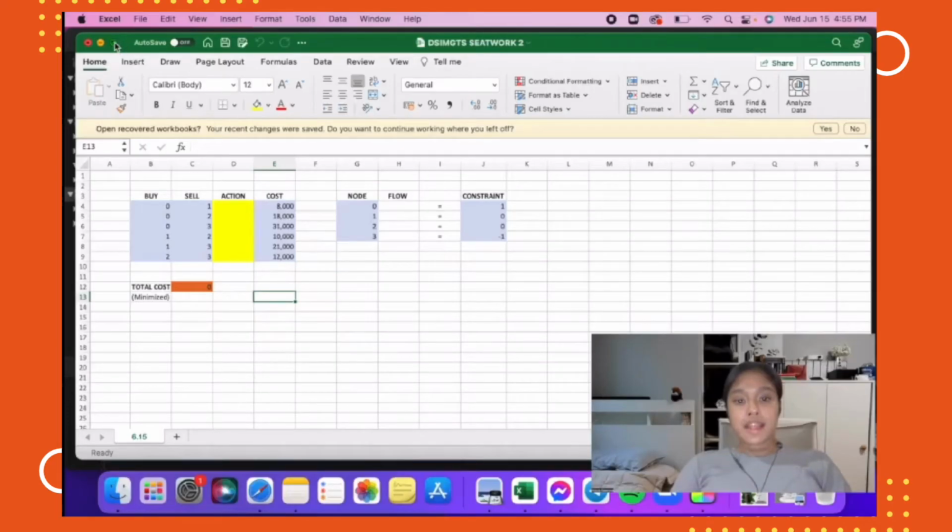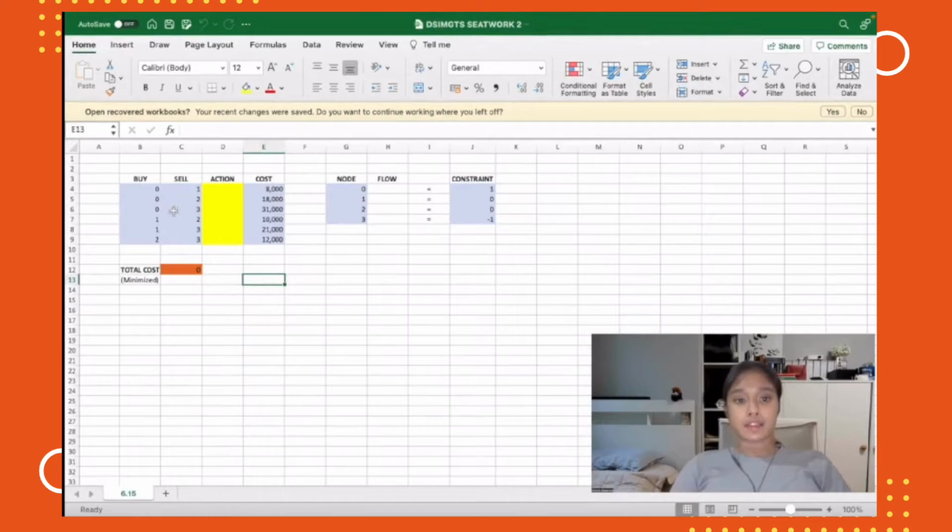Okay, so to explain our model, I would first explain the data. Everything you see in blue is already given in the problem. The cells highlighted in yellow are our changing variables to know our optimal solution. The one in orange is our objective, wherein our goal is to minimize the cost.